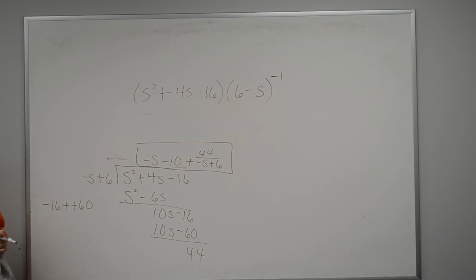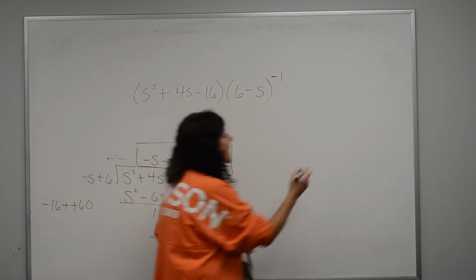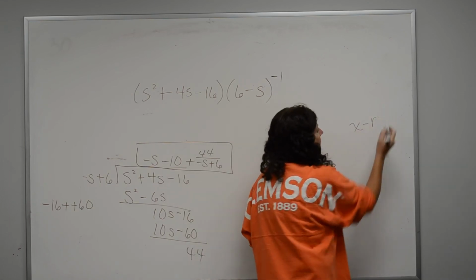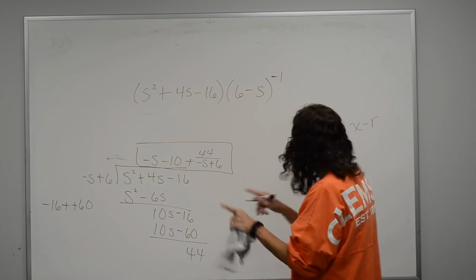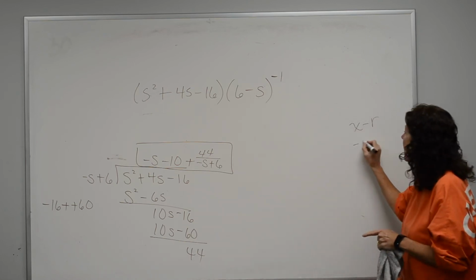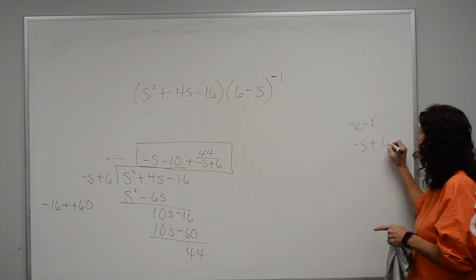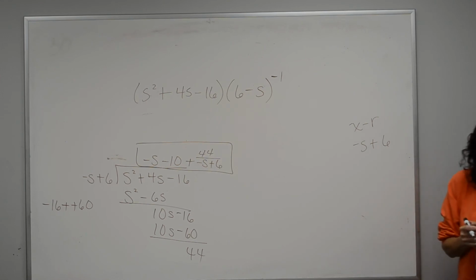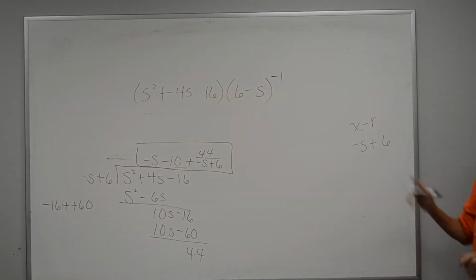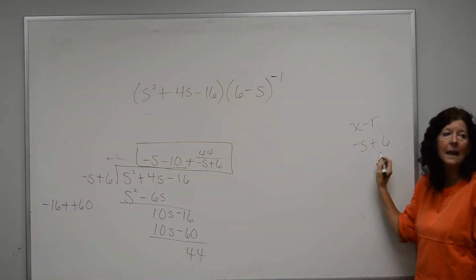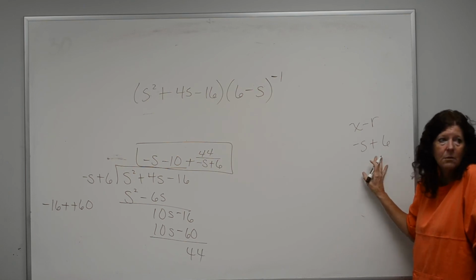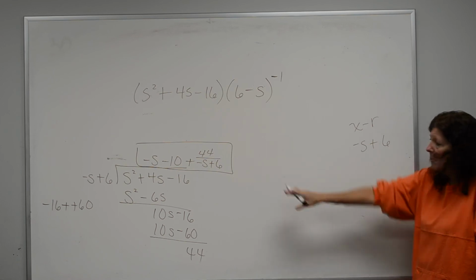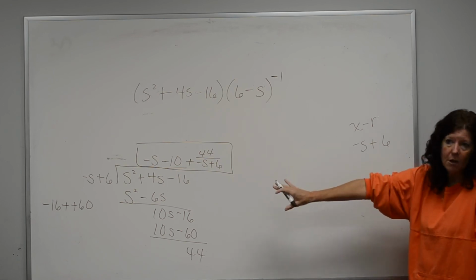Okay? Now, could I have done synthetic division on it? Well, the problem is it's not set up in x minus r. Okay? Even if I turn it around and I have negative s plus 6, it's still not in x minus r. I would have to divide everything by a negative to get it there. Okay, so sometimes you would just choose not to do synthetic division on it. It would be way easier to do long division.